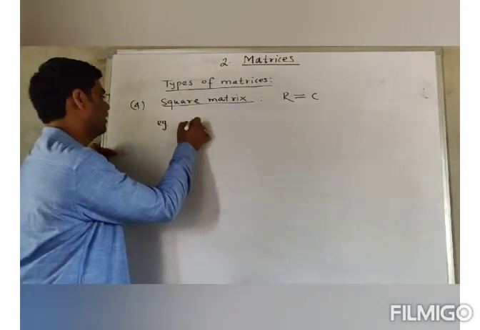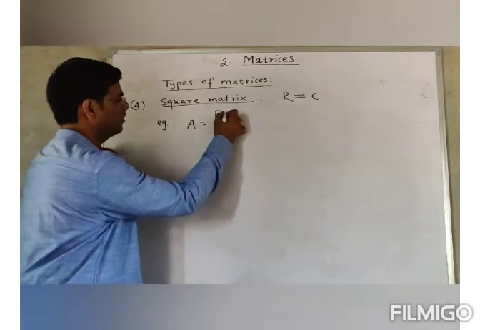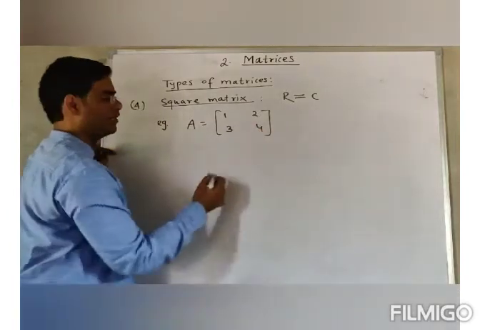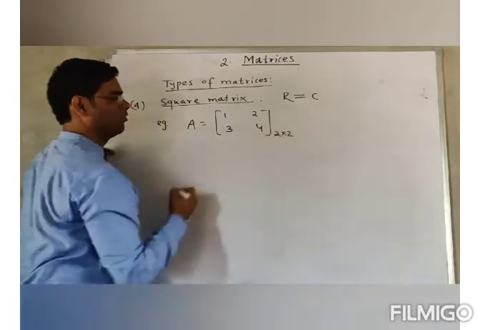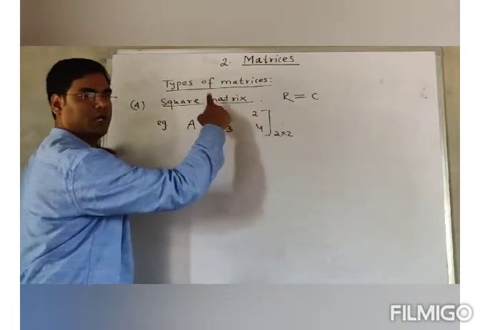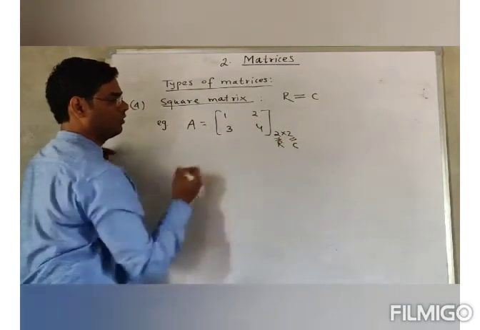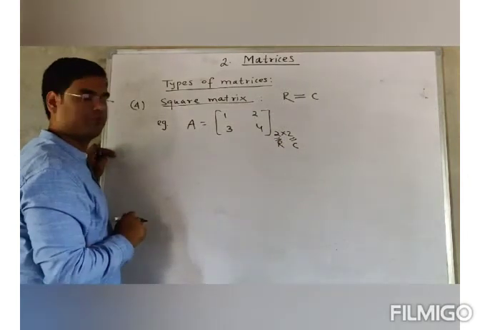For example, A is a matrix containing the elements 1, 2, 3, 4. And the order of this matrix is 2 by 2. 2 by 2 means it contains 2 rows and 2 columns. And here number of rows are equal to number of columns. Therefore this is an example of square matrix.